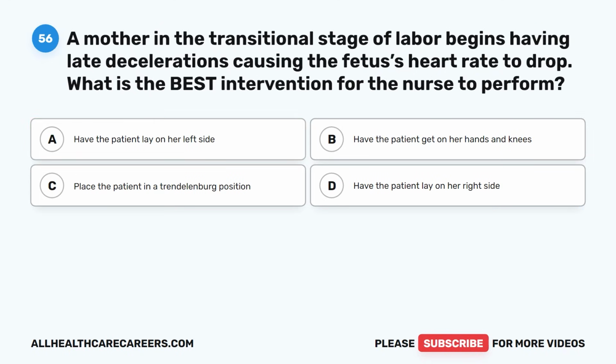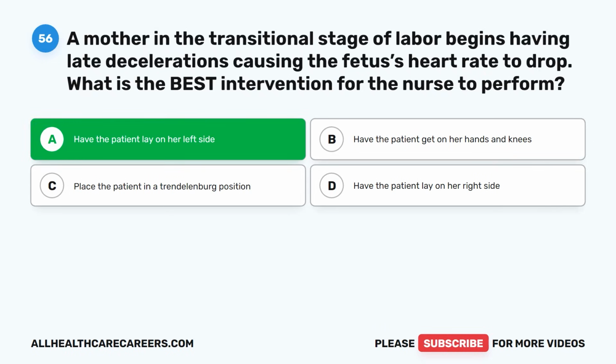Question 56. A mother in the transitional stage of labor begins having late decelerations, causing the fetus's heart rate to drop. What is the best intervention for the nurse to perform? A. Have the patient lay on her left side. B. Have the patient get on her hands and knees. C. Place the patient in a Trendelenburg position. D. Have the patient lay on her right side.